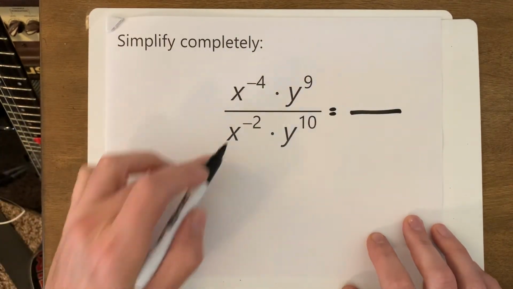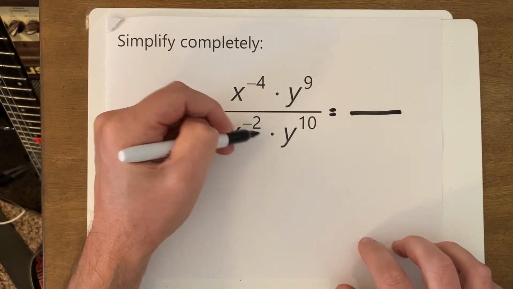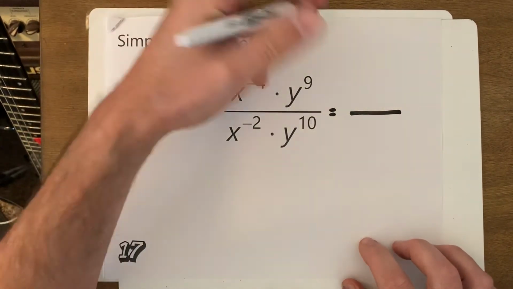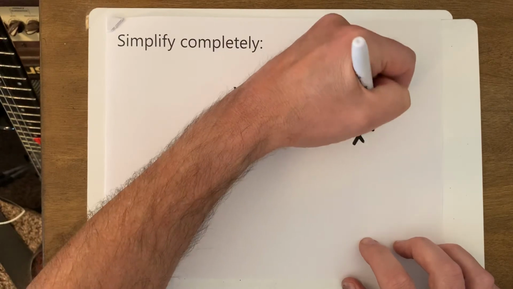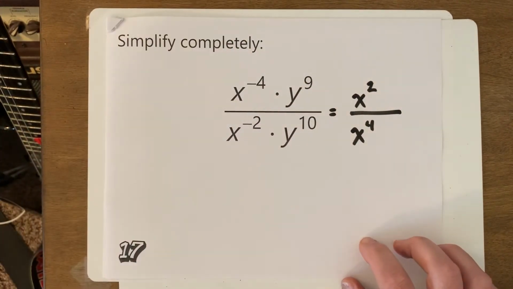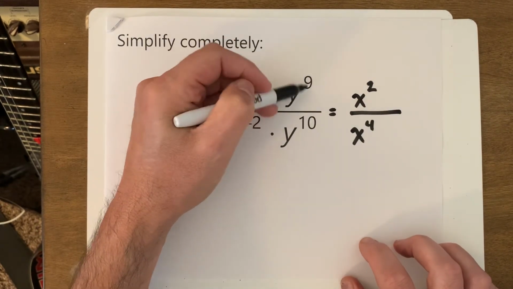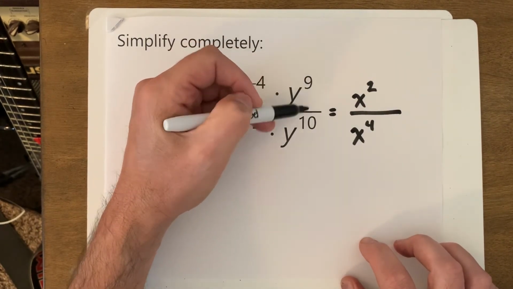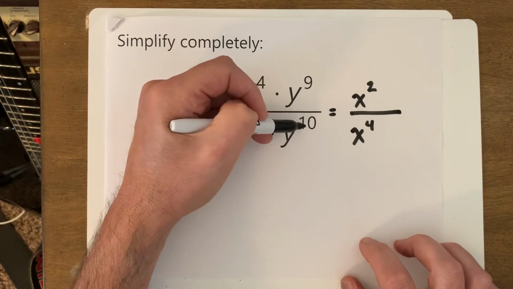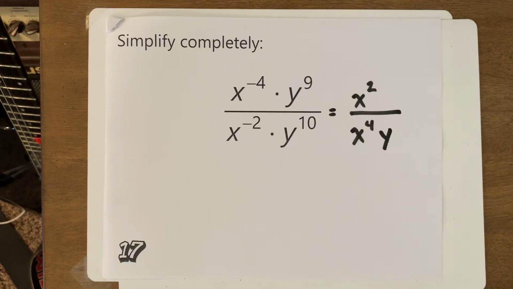Let's flip our x's first. That x to the negative 4 is going to go down here. The x to the negative 2 is going to go up here. So what's going to happen is you're going to get x to the 4th here, and x squared up here, because you have negative exponents. These you can simplify. They don't have negative exponents. 9 of these y's will cancel with 9 of them down here and leave 1. And so now you have x squared over x to the 4th y.